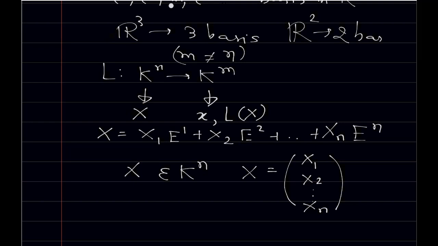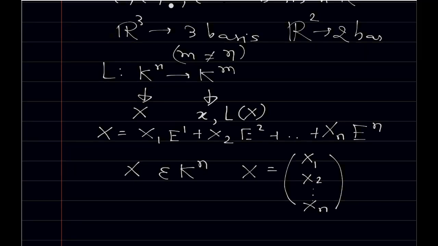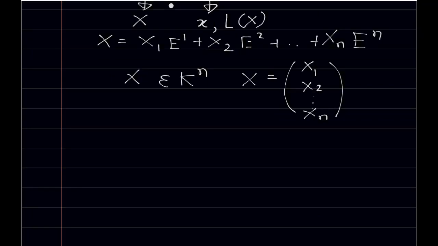Now if I act the map L on X, since the coordinates are just numbers, the map will not act on them, but the map will act on the basis. So this will become X1 L E1 plus X2 L E2 plus dot dot dot plus Xn L En.